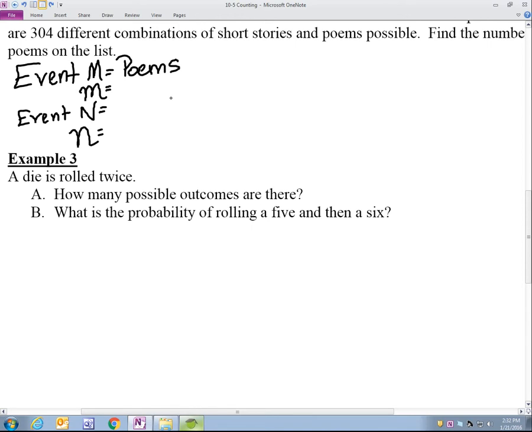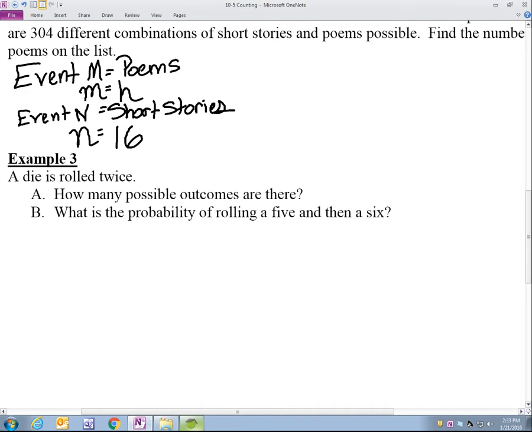How many poems are there, which is the lowercase m? H. There are H amount of poems. Since we already used the poems, what would event N be? Short stories. And how many short stories do they have to choose from? 16. There are 16 short stories to choose from.